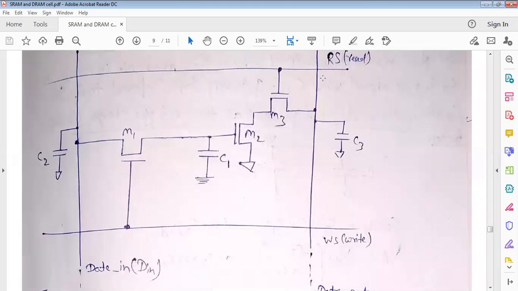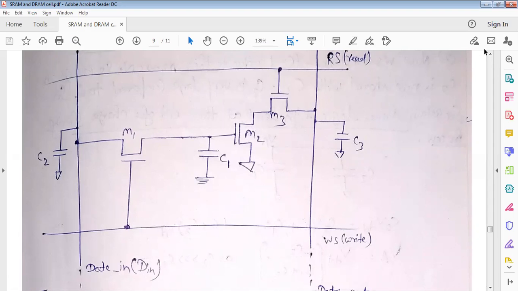We have separate word lines for read and write operation. For write operation, we have this word line. For read operation, we have this word line, RS. Again, we have separate data lines for read and write. So for input, we have this column, and for output, we have this column.